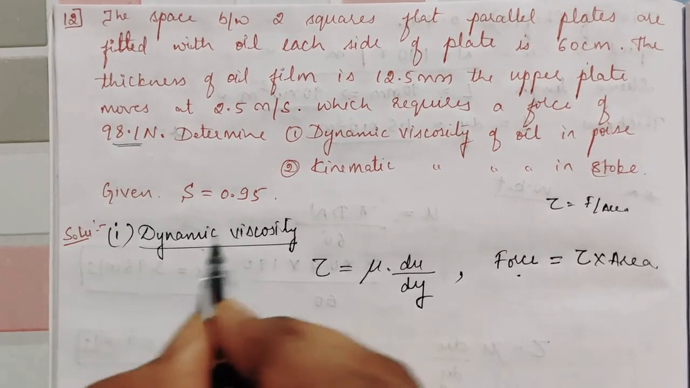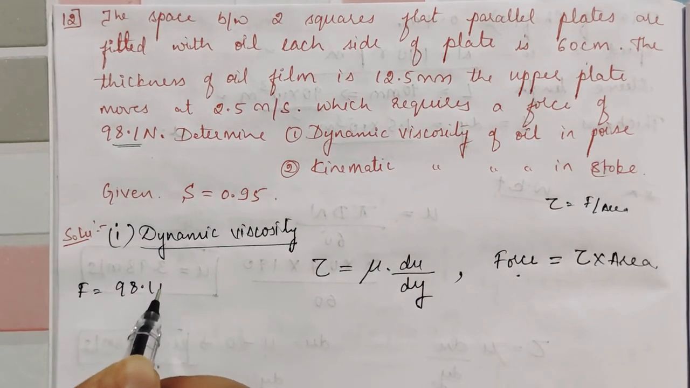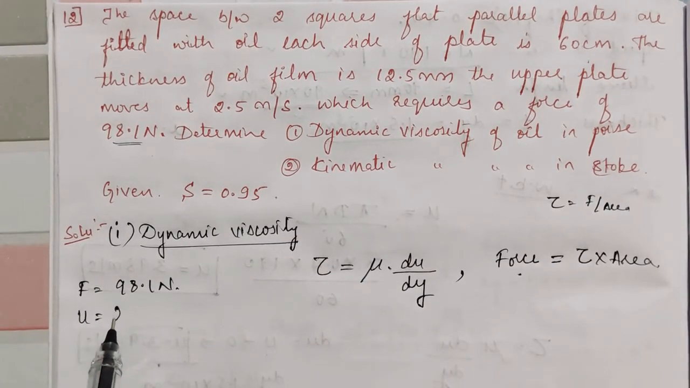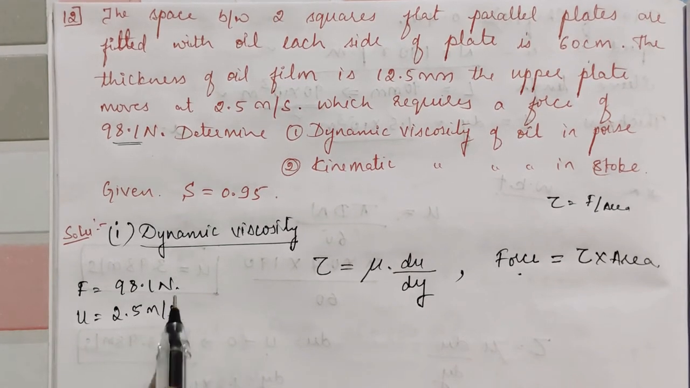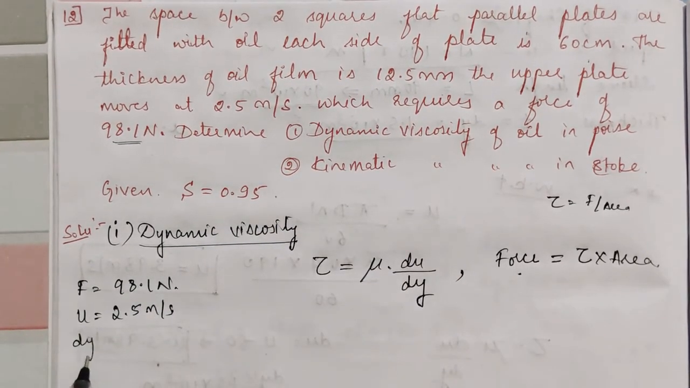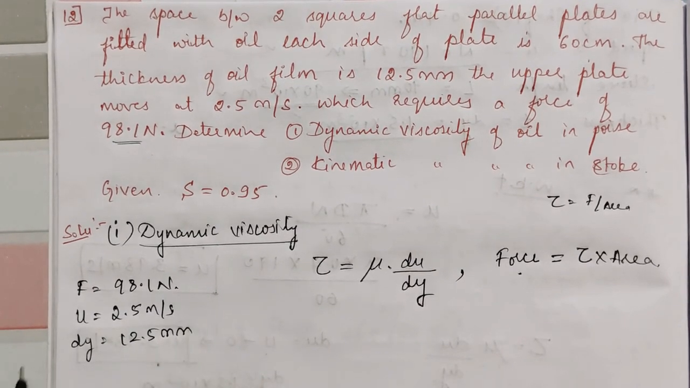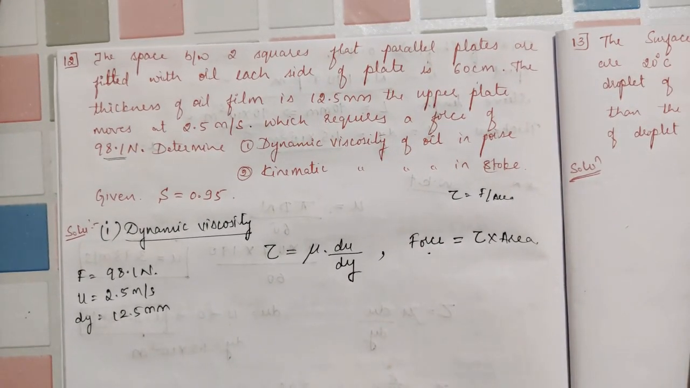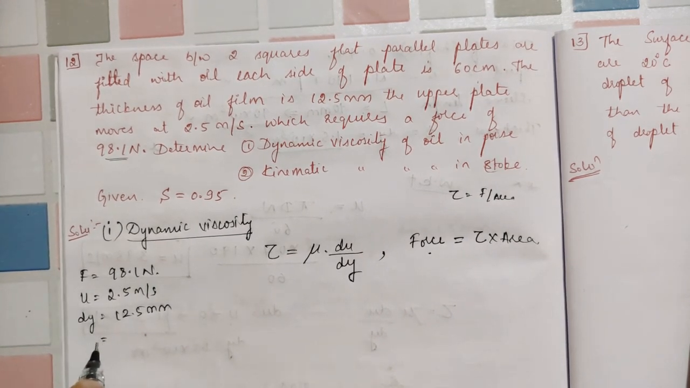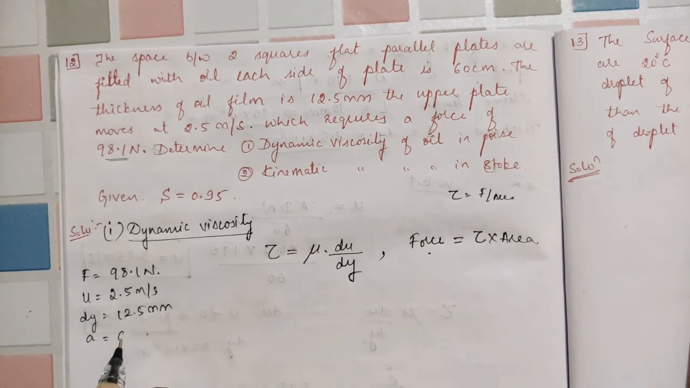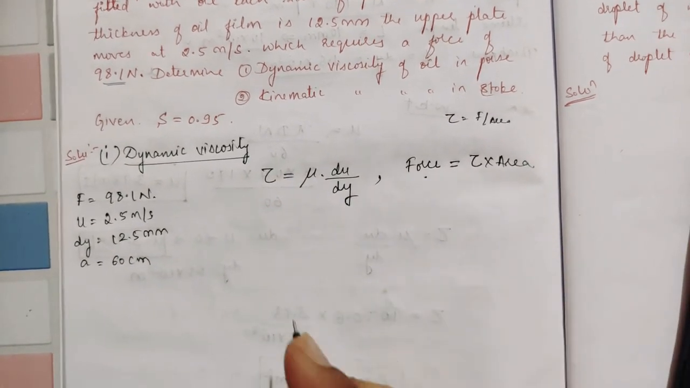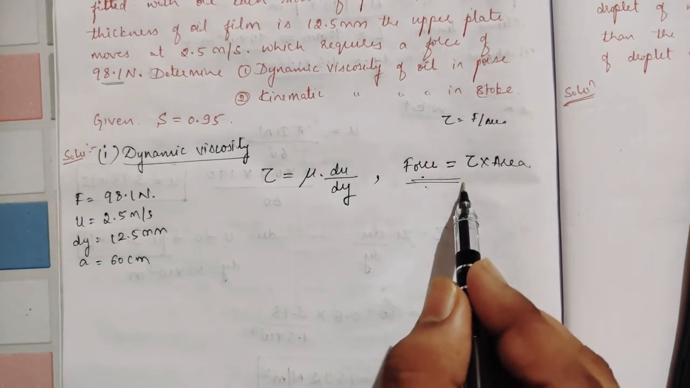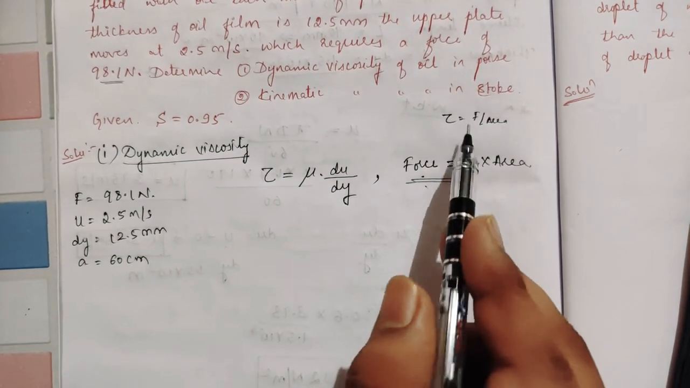The force is given as 98.1 Newton. When this force is required, the upper plate moves, so U is given, that is 2.5 meter per second. Then the oil film thickness dy is 12.5 mm. Then the plate dimension is given, that is 60 centimeter, one side of the square plate. Since they have given the value of force, I'll take this formula to calculate tau.